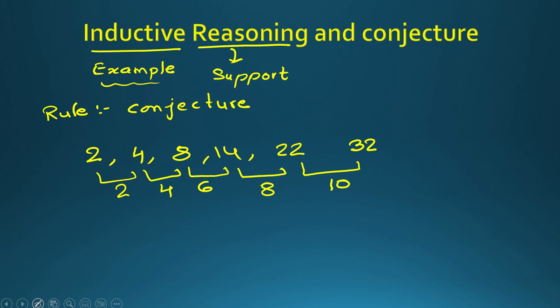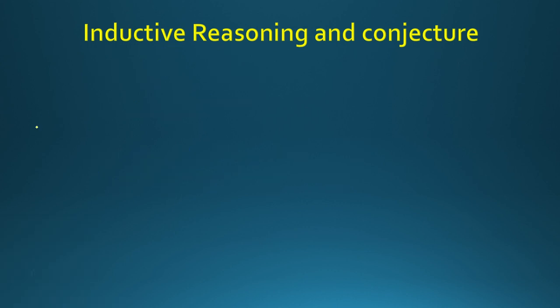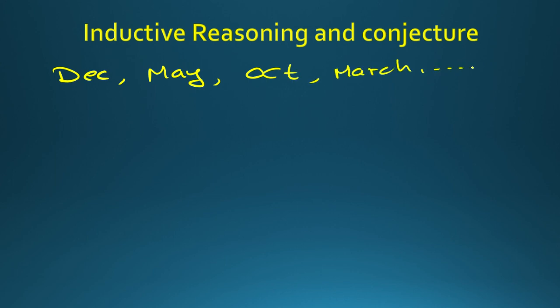Let's talk about another example. The question is: December, May, then October, then comes March, and so on. What will be the next month? What can we think here? December is the 12th month, May is number 5, October is number 10, and March is number 3.